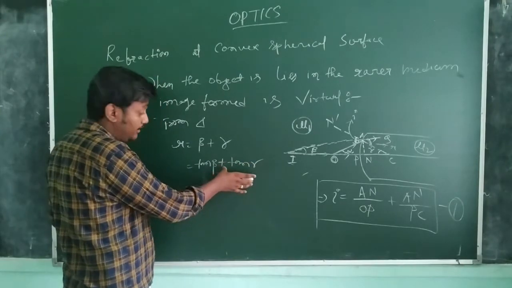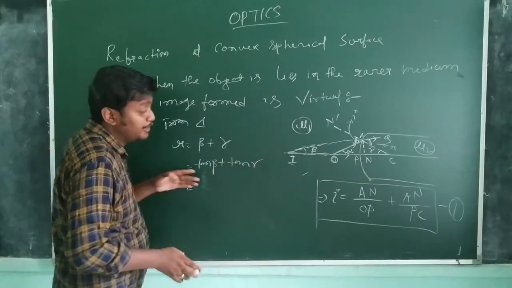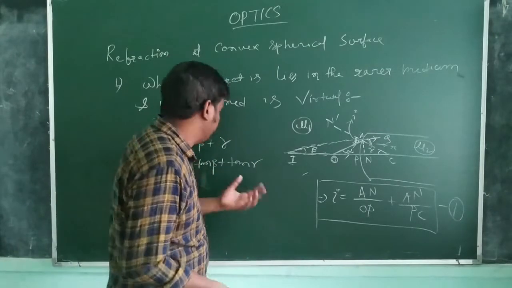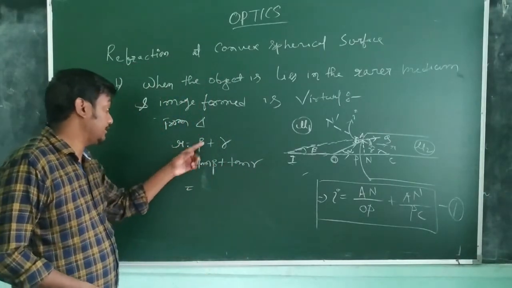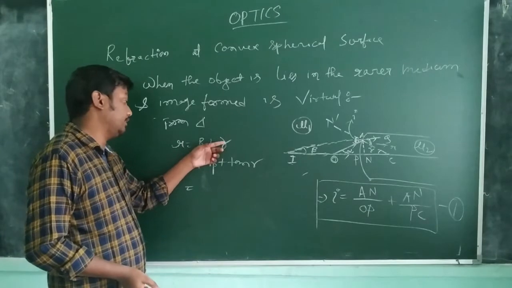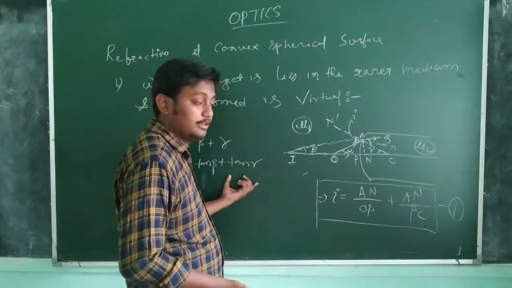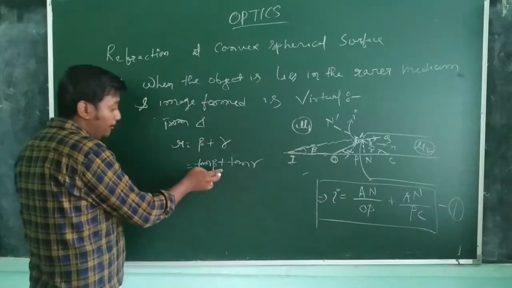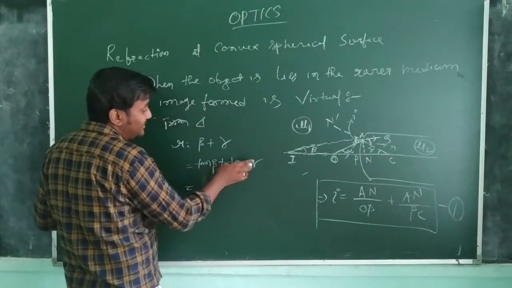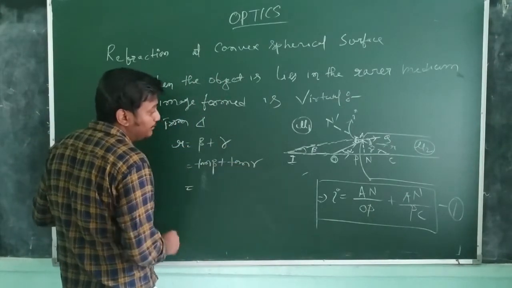I am just writing it here directly, so when you write your notes, you have to write this: tan beta equals beta and tan gamma equals gamma. I have already discussed this, that's why I have not written it here. Now, beta equals tan beta, and gamma equals tan gamma. Now what is tan beta?